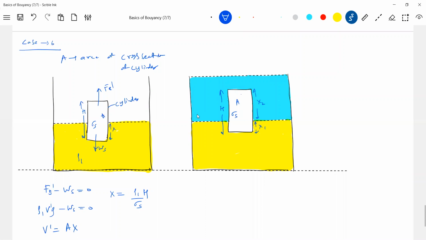Now the new buoyant force. How do you do this problem? Let's not bother about the basics here. The liquid present here will exert a force P2A. The liquid present here will exert a force P1A, and there is the weight of the solid. I think anybody can do this much. So what is P2A? We don't know. Okay, let's calculate the buoyant force here.